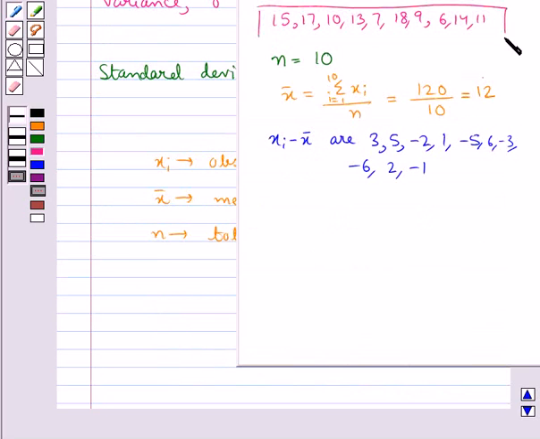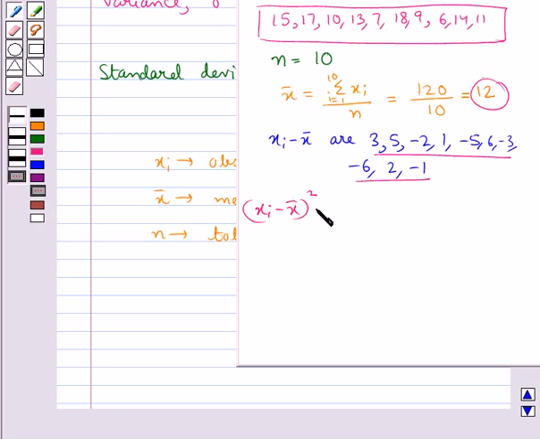Consider this data given to us where n is equal to 10 and the mean, that is x bar, is equal to summation xi upon n, which comes out to be equal to 12. We have found out the values for xi minus x bar. We get these values. Now we find out xi minus x bar the whole square, which is equal to 9, 25, 4, 1, 25, 36, 9, 36, 4, 1.